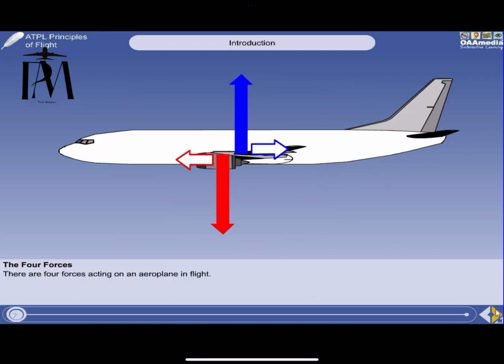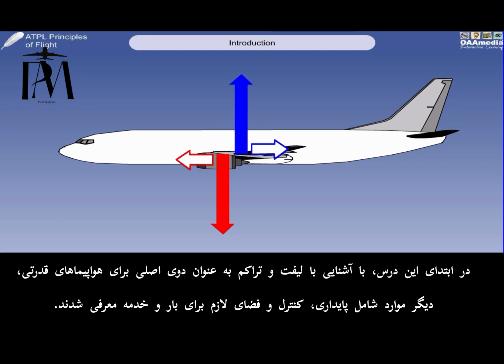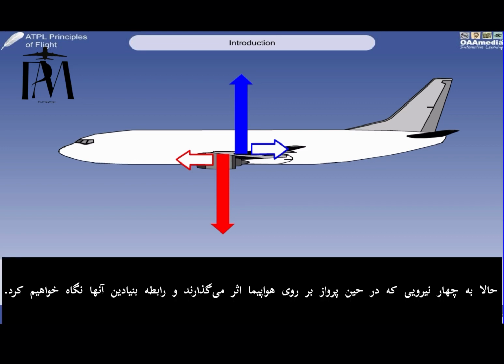At the beginning of this lesson, you were introduced to lift and thrust as two of the primary requirements for a powered aeroplane, the others being stability, control, and space for the payload and crew. We will now look at the four forces acting on an aeroplane whilst flying and their fundamental relationship.